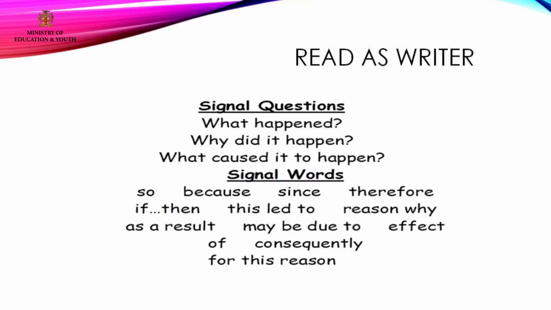But there are also some signal words that could help us to determine if the paragraph is really cause and effect. Of course, they work hand in hand with our signal questions. Be sure to write down your signal words and, of course, take a picture if we're going too fast. So some signal words are so, because, since, therefore, if, then, this led to, reason why, as a result, may be due to, effect of, consequently, and for this reason.